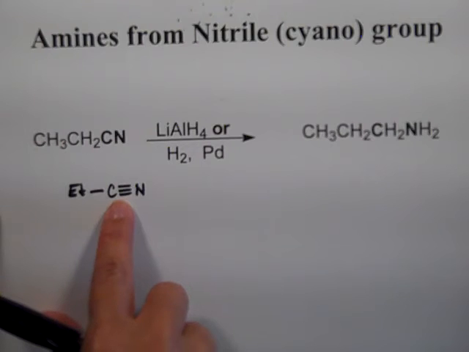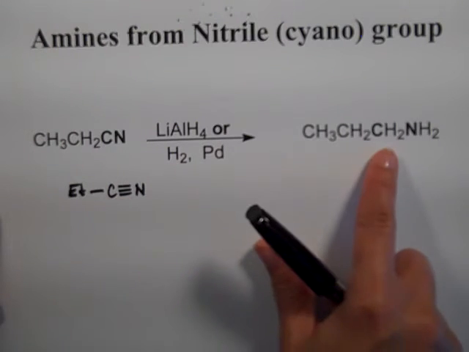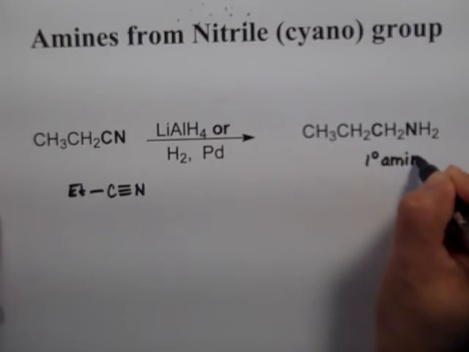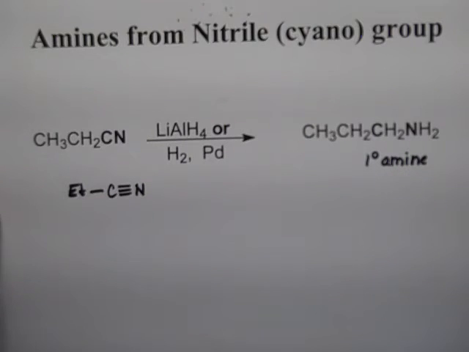So I can hydrogenate the triple bond, and I am going to end up with a primary amine. So this is a nice and easy reaction. We put the cyanide wherever we need it through an SN2 reaction, and then we just reduce it.